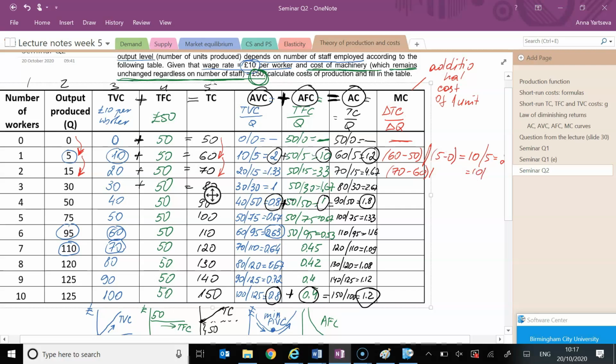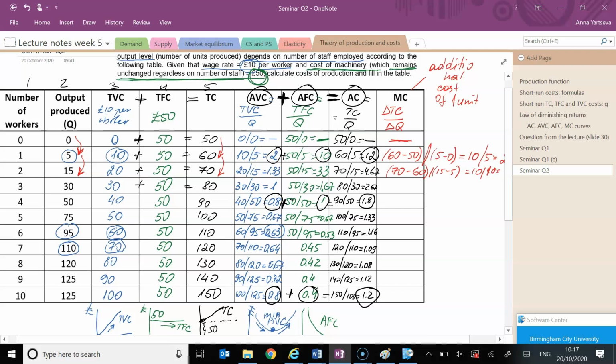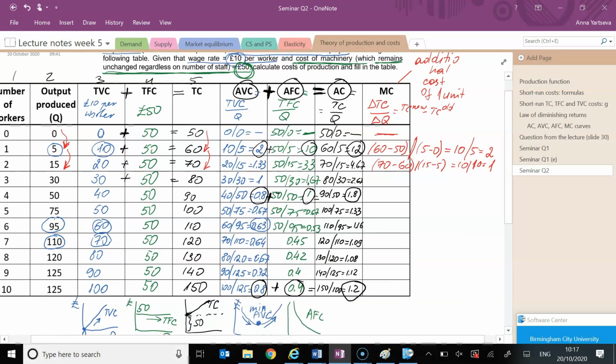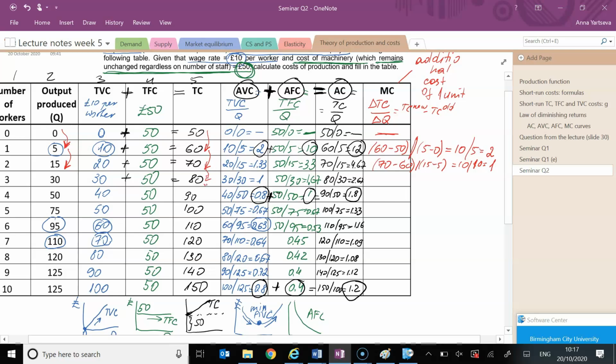What is change in output? 10 as well. It increases from 5 to 15. So the difference is 15 minus 5, which is 10 units. That's why marginal cost is 10 divided by 10, which is 1. Have a look. Change in total cost will always be equal to new cost at the new production level minus old cost. And what we can see is that our total cost will always increase by 10 pounds in this particular production process. 110, 120, 130, 140, etc. So our numerator will always be equal to 10.